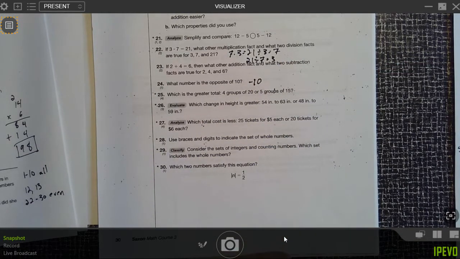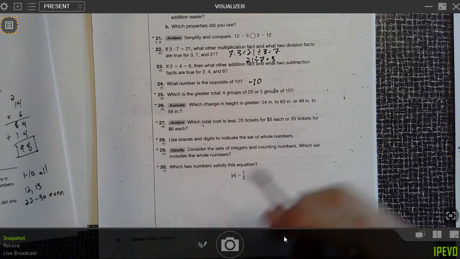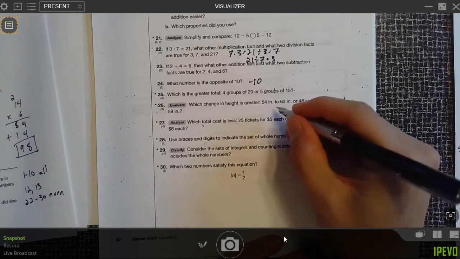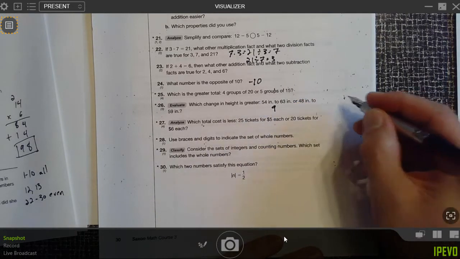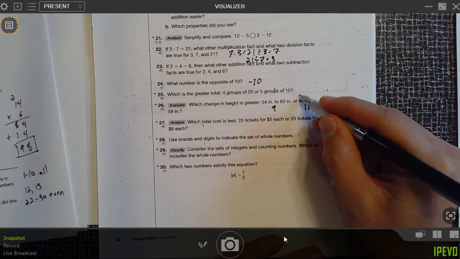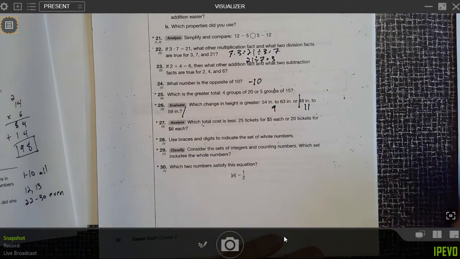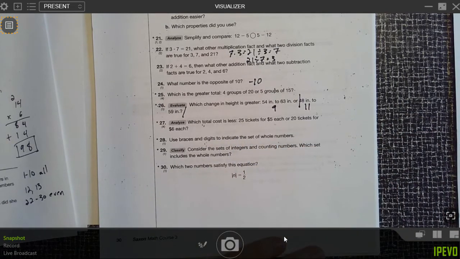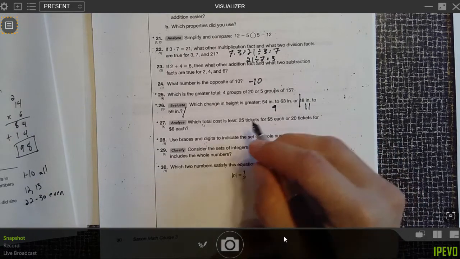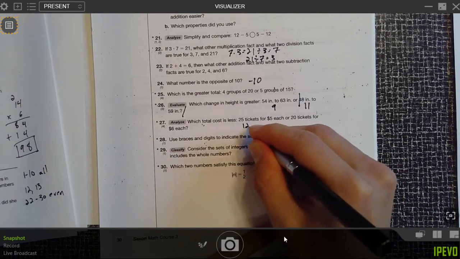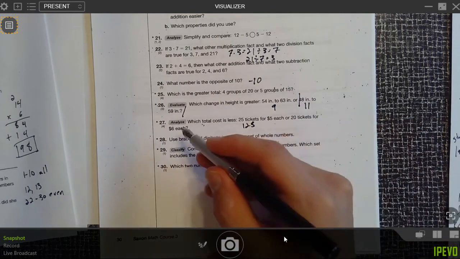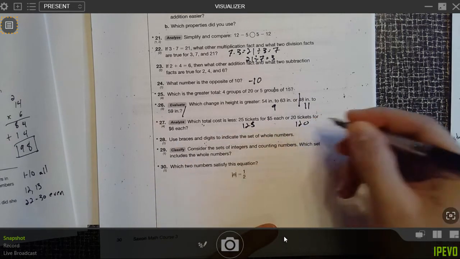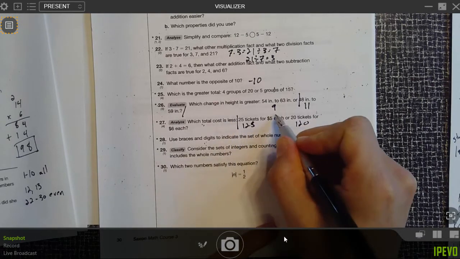26, which change in height is greater? 54 inches to 63 inches, or 48 to 59. So what difference is bigger? So we have a difference of 9 inches here, and we have a difference of 11 inches here. So I would say the bigger is this second one. Which total cost is less? 25 tickets for $5 each, or 20 tickets for $6 each? 5 times 25 is $125. 20 times 6 is $120. So the total cost is bigger here.